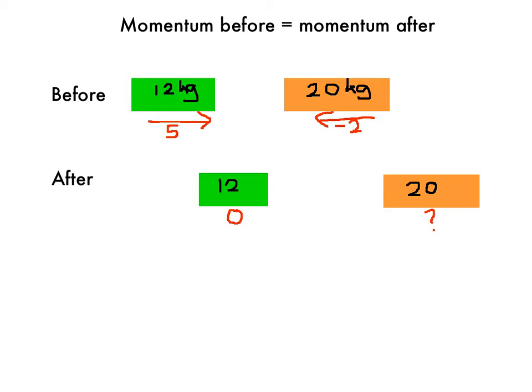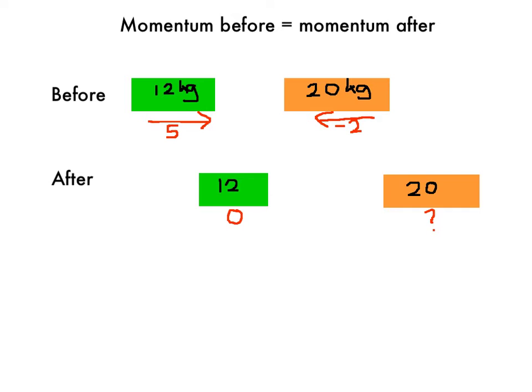So here is a big green object moving towards a big orange object. The green one weighs 12 kilos, the orange one weighs 20. With these velocities here, you'll note that that's a negative because it's in the opposite direction, so I'll define that direction as positive. So this is the situation before the collision, they're moving together. Afterwards, the green object is stationary and the orange object has some velocity we don't know. We're going to use conservation of momentum to predict that.